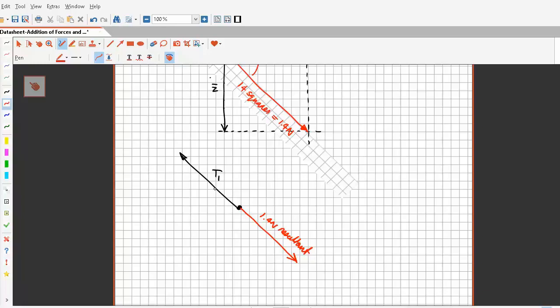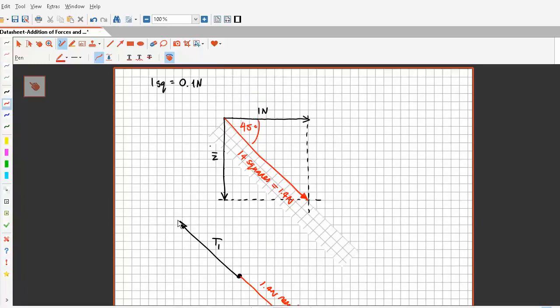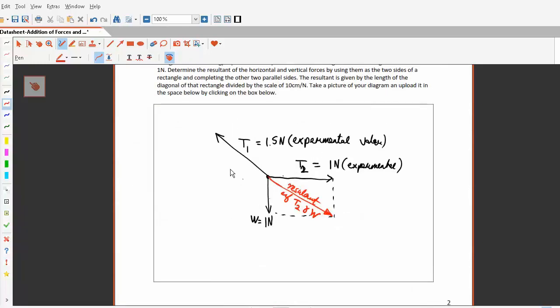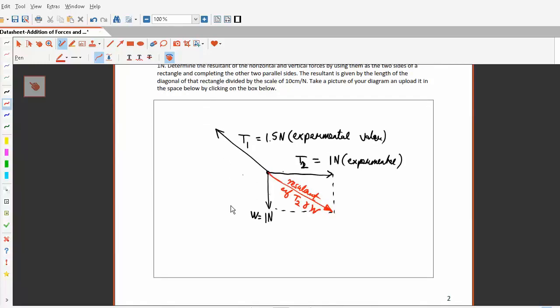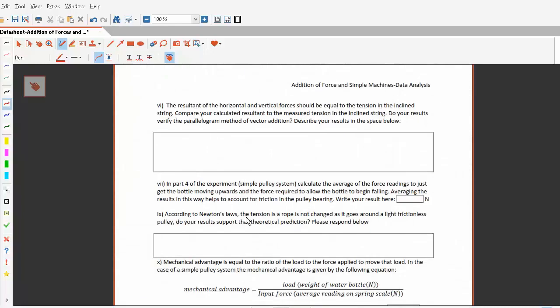So we see that these two forces must be equal and opposite in order for the paperclip to be in static equilibrium. So that's how we answer this part of the question. You may have to insert an extra page in order to do that.